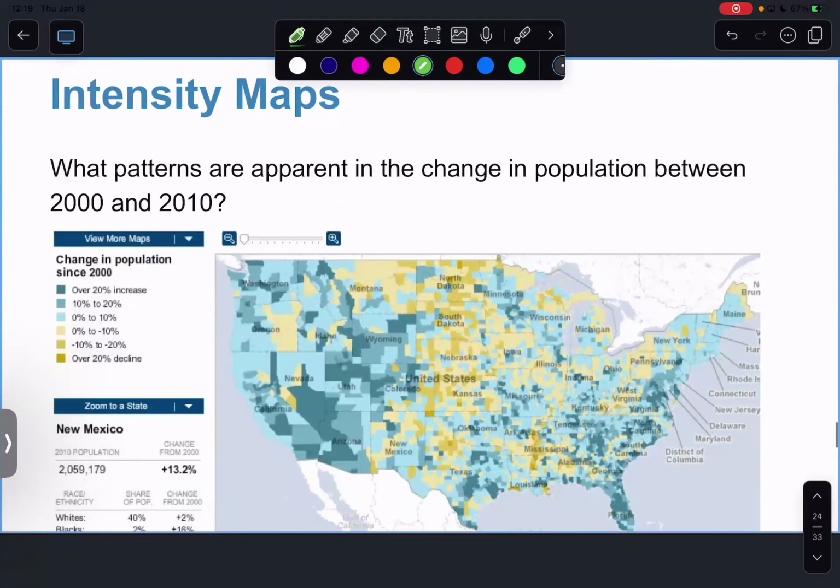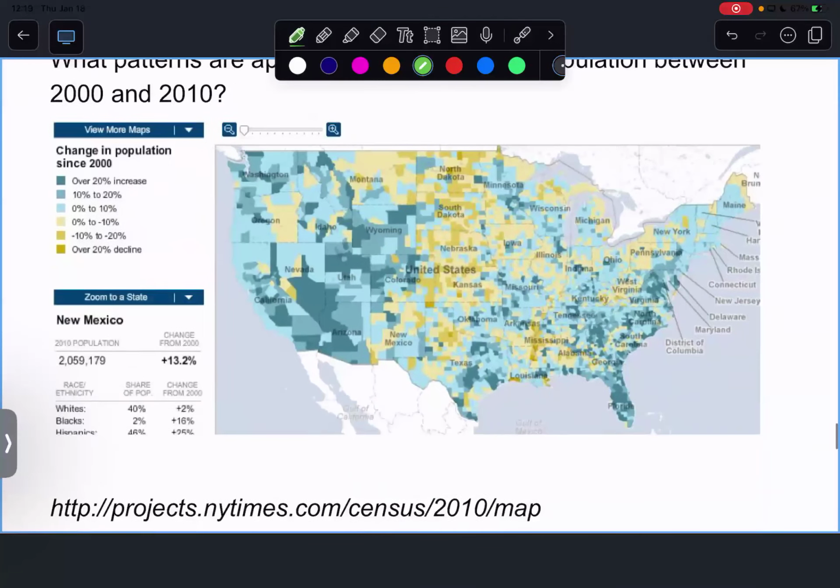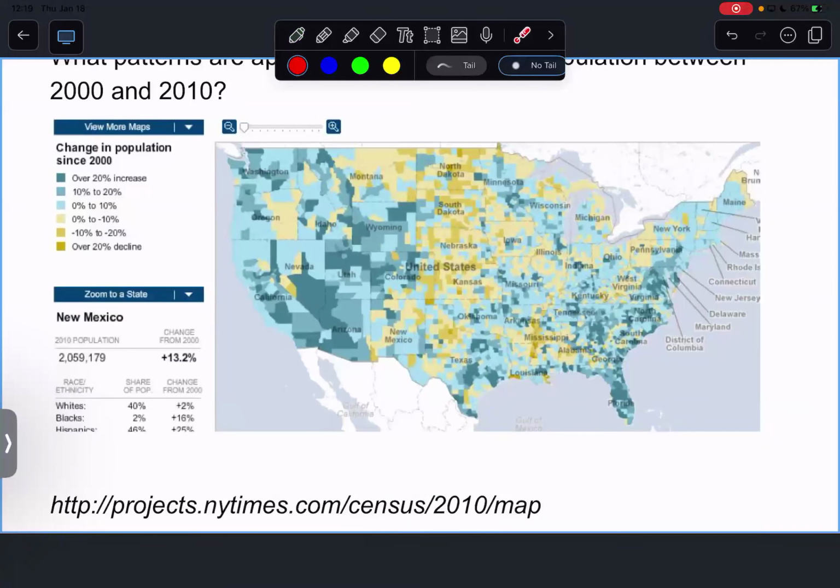Heat maps are just a fun numerical data visualization, not something that you need to know about necessarily. You've got a gradient of colors to indicate what the numerical value is in each county or whatever it is.